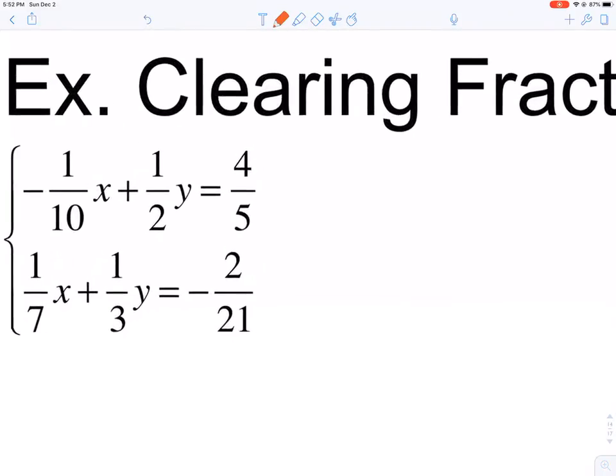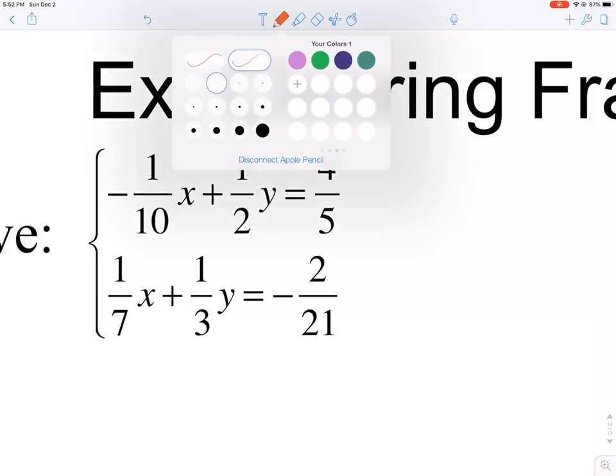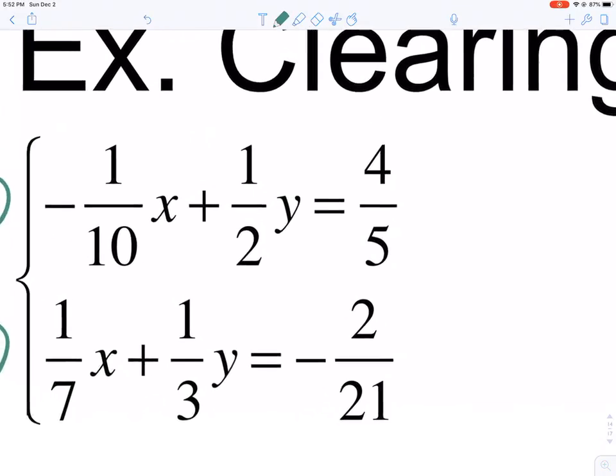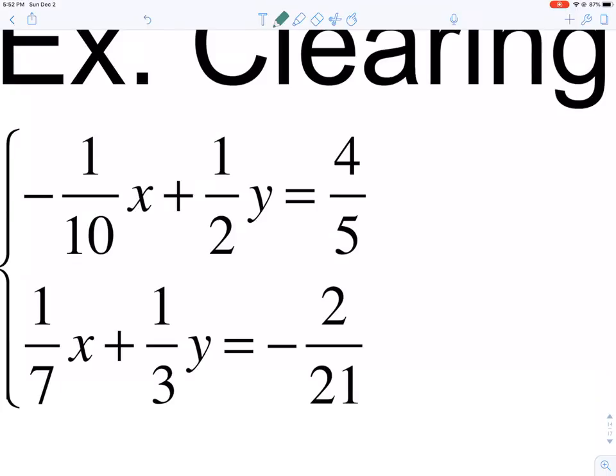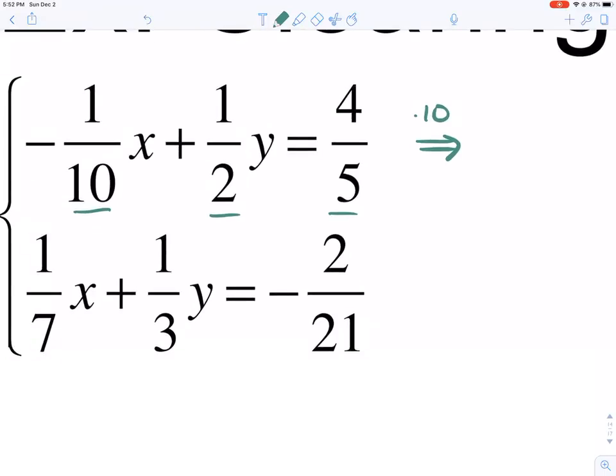Okay, so for this system, if this is equation 1 and equation 2, I want to get rid of all the fractions in each of the equations. So the least common multiple of 10, 2 and 5 will be 10. So I'm going to multiply the first equation by 10. The least common multiple of 7, 3, and 21 will be 21.